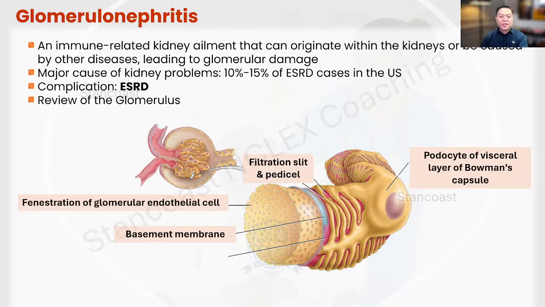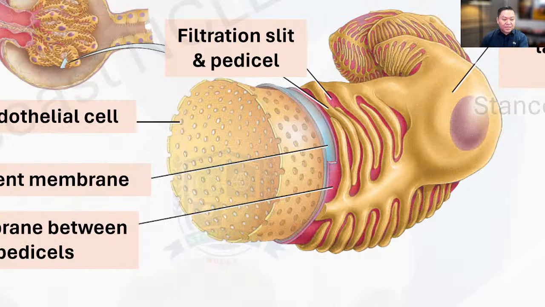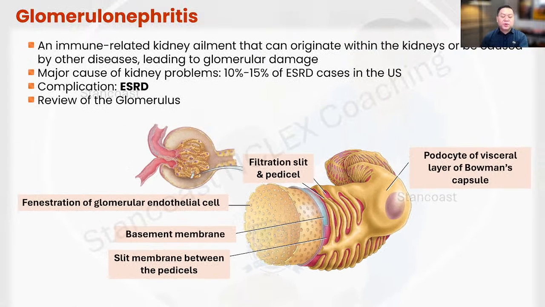Now let's talk about the slit membrane, which is basically right here. Let me magnify that, which is that layer with the red color, right? So that is the slit membrane between the pedicels. They are also going to prevent filtration. Now we're talking about prevention of filtering the medium-sized proteins.